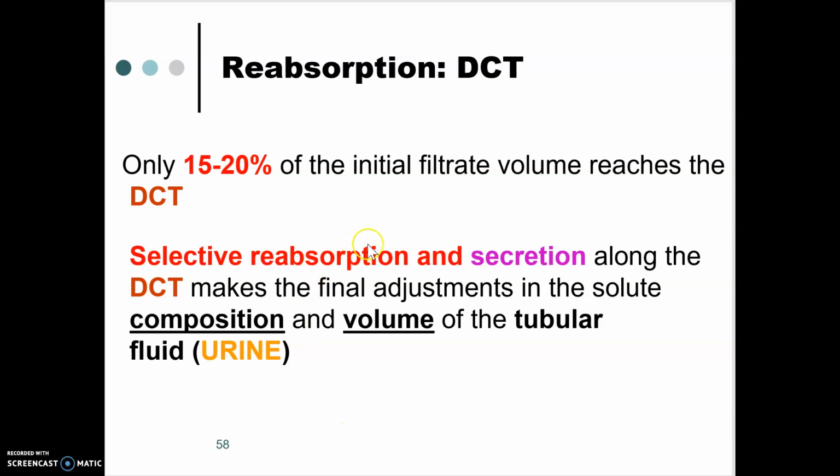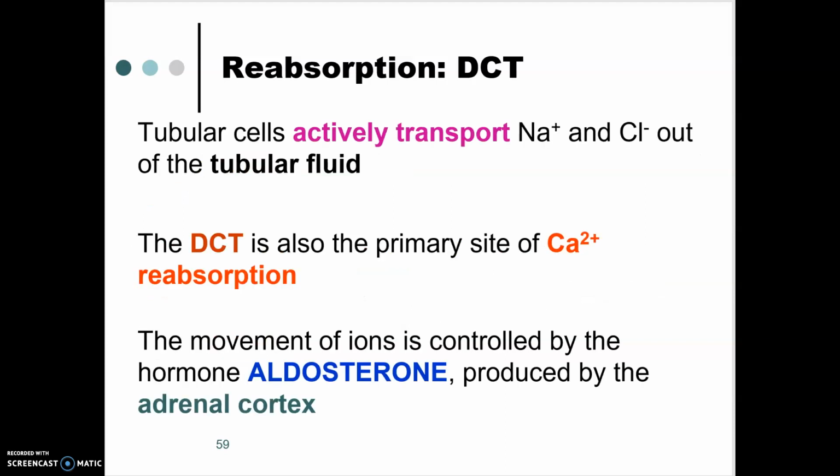So in the distal convoluted tubule, DCT, we'll have selective reabsorption and also secretion. Now, the tubular cells in the distal convoluted tubule will actively transport sodium and chloride ions out of the tubular fluid into the peritubular fluid. This is going to help us conserve ions and help maintain homeostasis in the blood in terms of ion concentration.